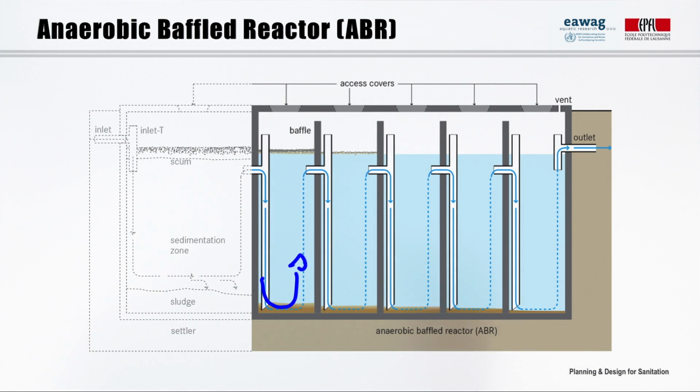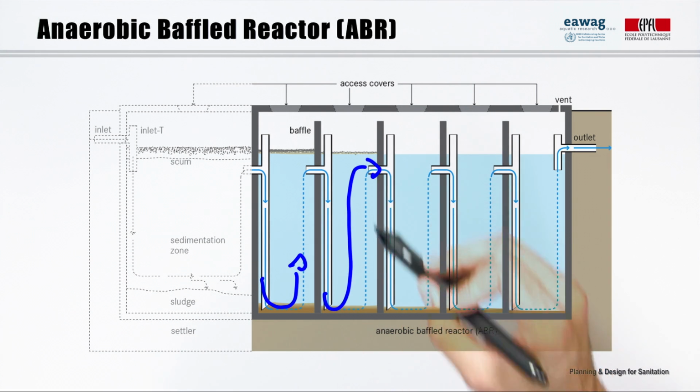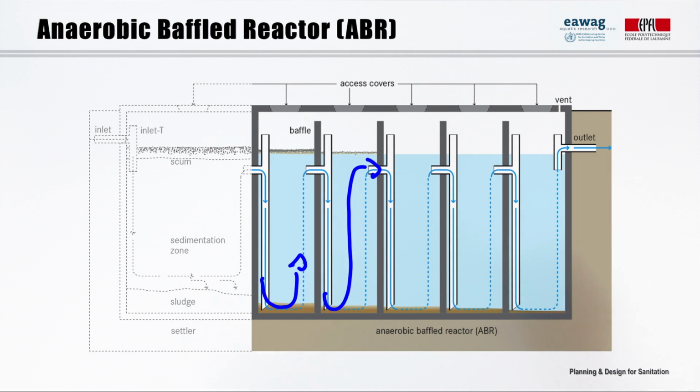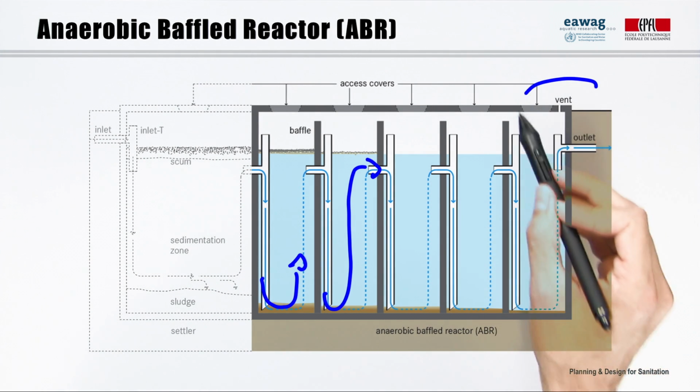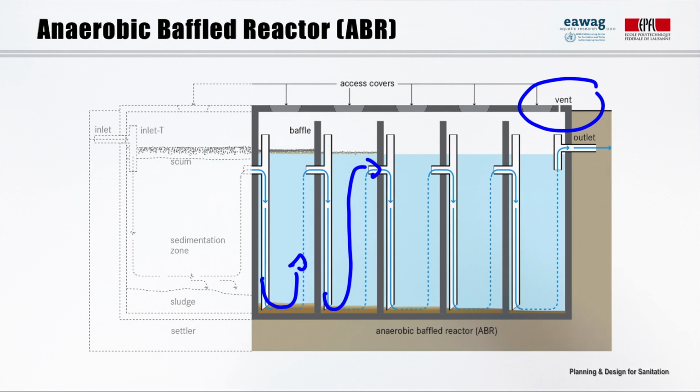Usually, ABR counts between 3 and 6 upflow chambers. Upflow because the water flows from the bottom to the top of each compartment. The tanks should be vented to allow for controlled release of the gases. In an ABR, the hydraulic retention time is between 48 and 72 hours. ABRs can be very efficient to remove organic matter, with a reduction up to 90%.